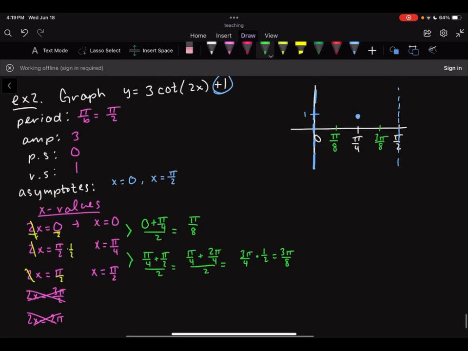And then I like to use my amplitude for the rest of my y values. So if I have an amplitude of 3, that means I'm going to go from the middle, up by 3, and down by 3. So let's see, 1, 2, 3 to get up to 4. And I went 1, 2, 3 to get down to -2.